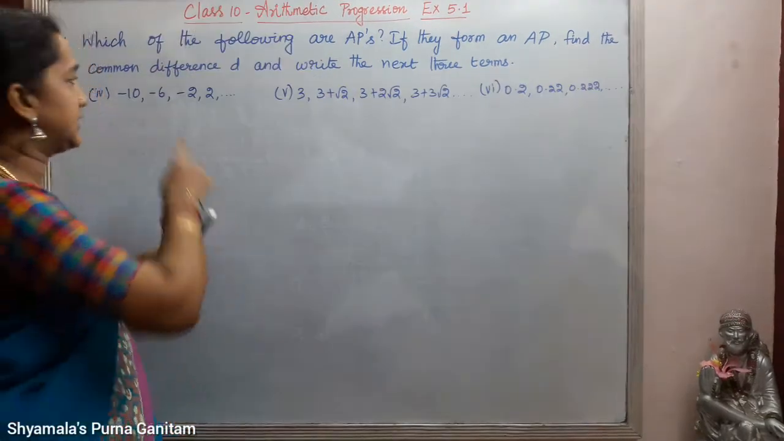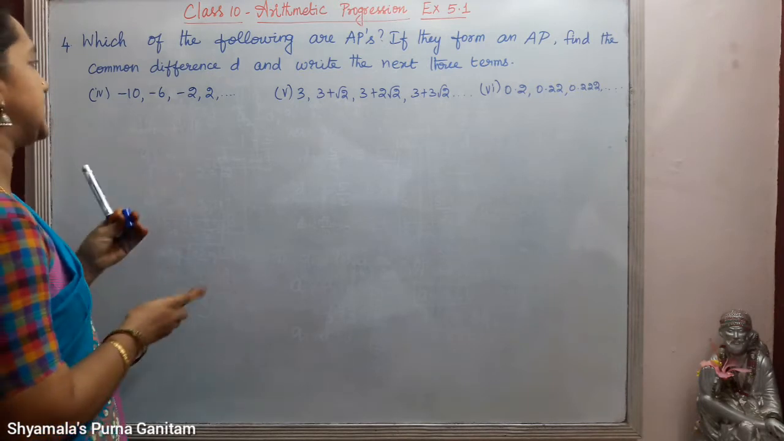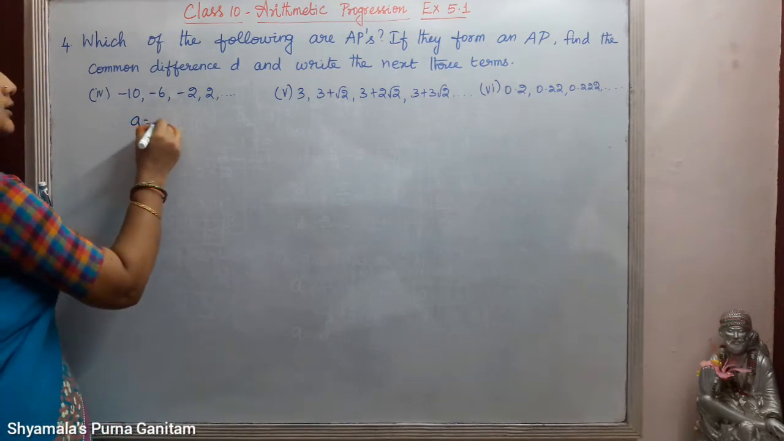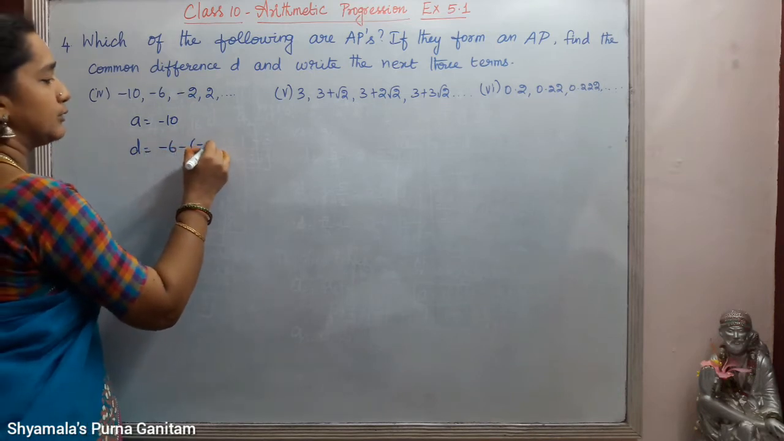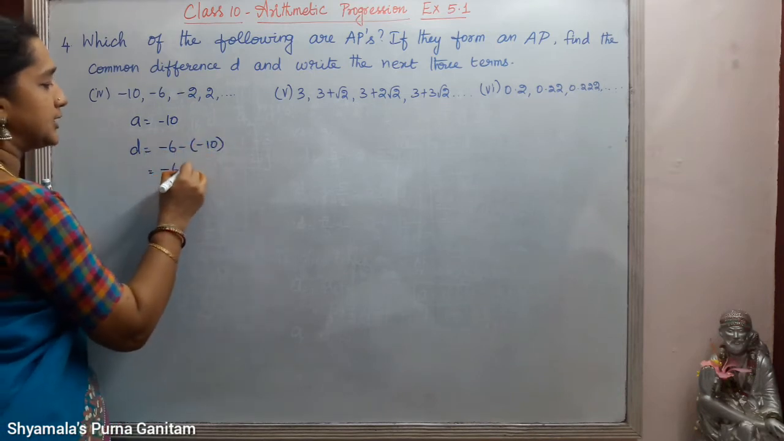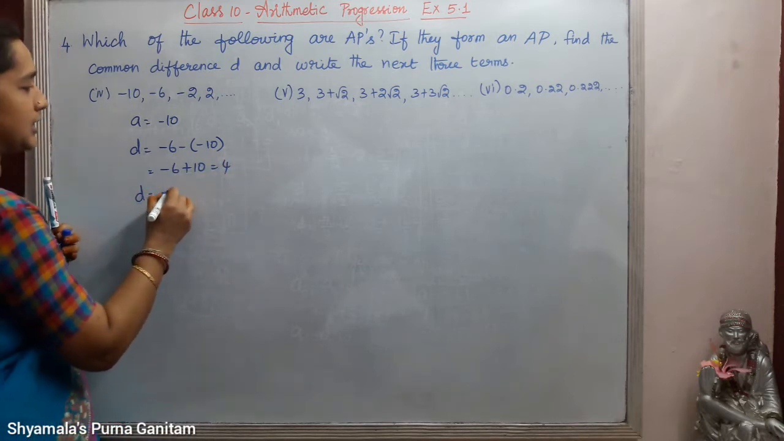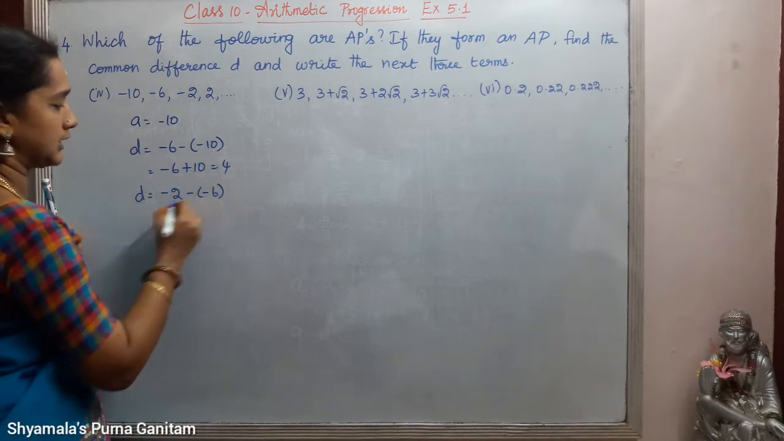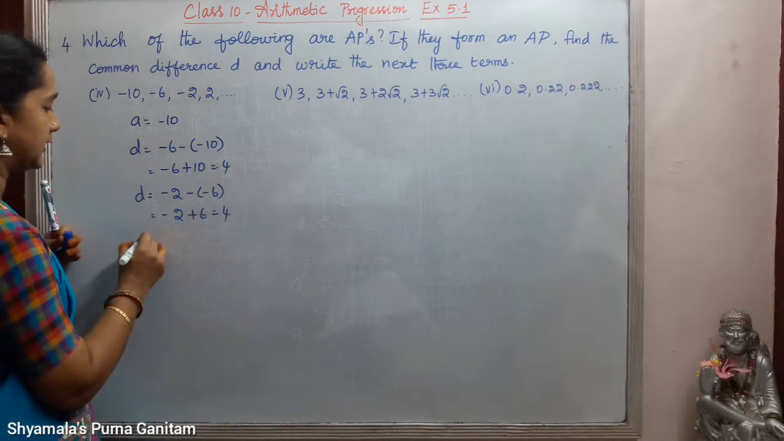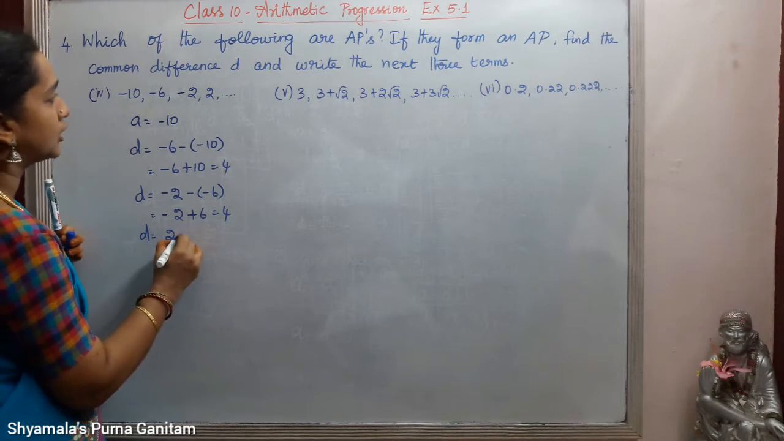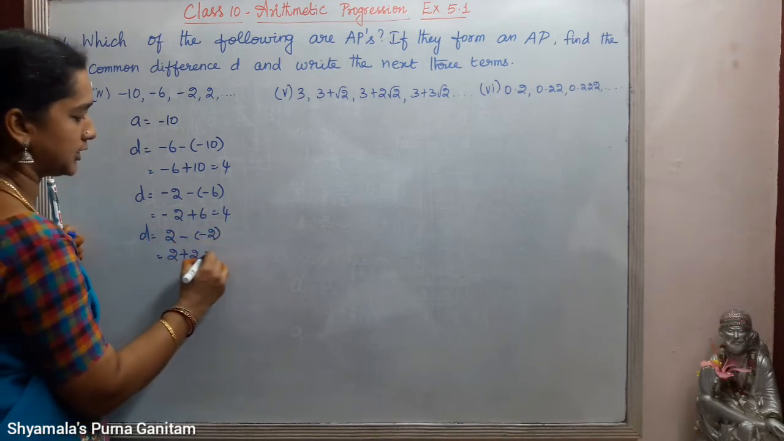Okay. Next sum is the fourth one. So the first term for this is A. A is equal to minus 10. Then D is equal to second term minus first term. So minus 6 plus 10, the difference is 4. The next difference is minus 2 minus (minus 6). So that is equal to minus 2 plus 6. This is also 4. Then the next difference is 2 minus (minus 2). So this is 2 plus 2. This is equal to 4.